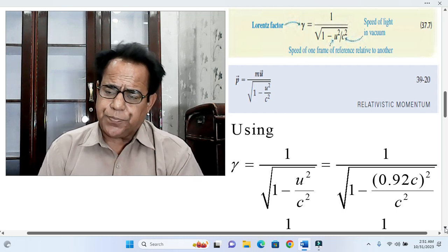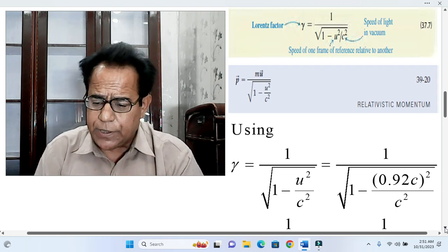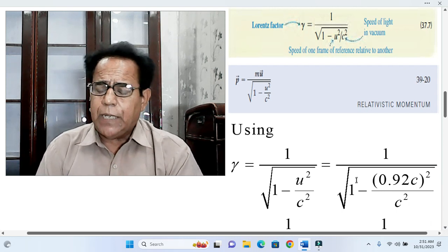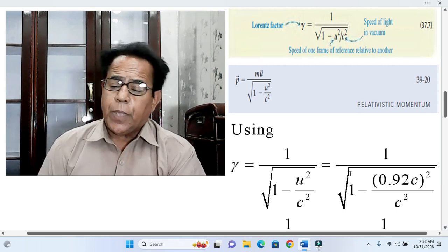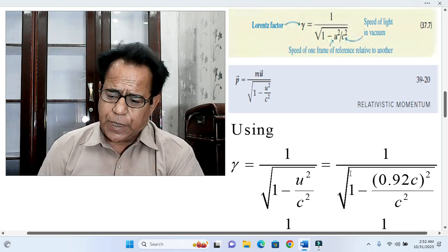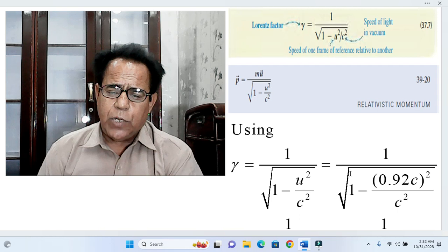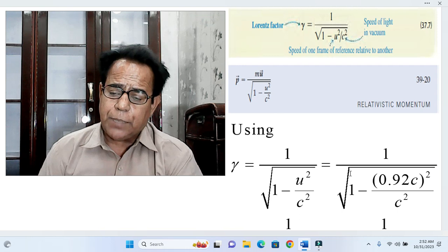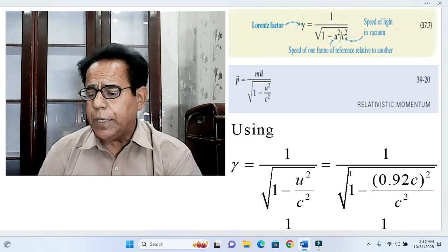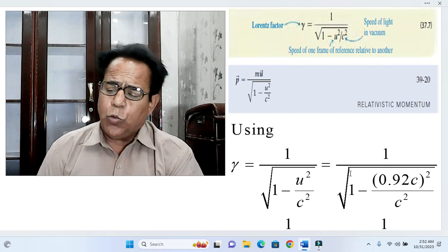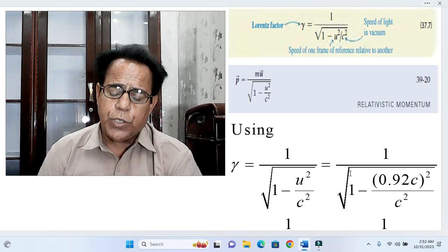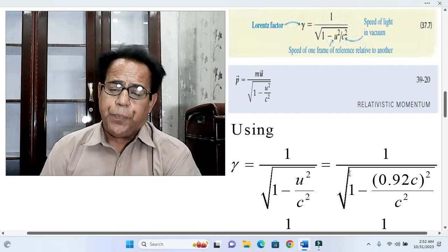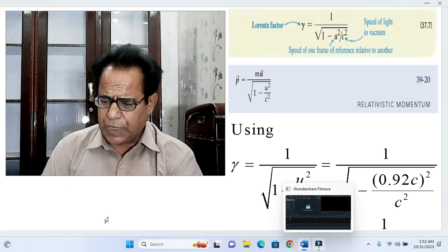Using gamma equal to 1 over the square root of 1 minus u square over c square, we have used the first snapshot, which deals with the Lorentz factor. Now we are going to find the value of the Lorentz factor gamma, while in the statement the value of u is given as 0.92 c, that is about 92% of the speed of light. We know that the speed of light is 3.0 into 10 to power 8 meter per second.